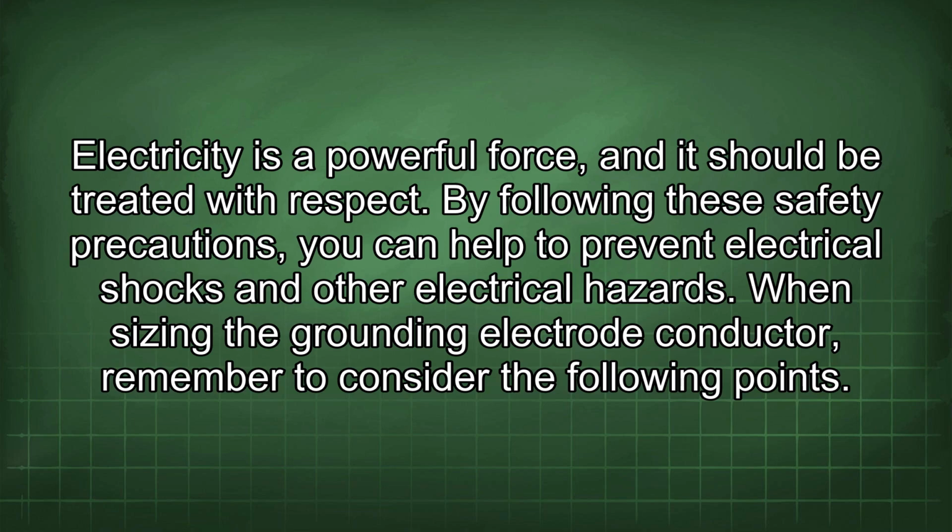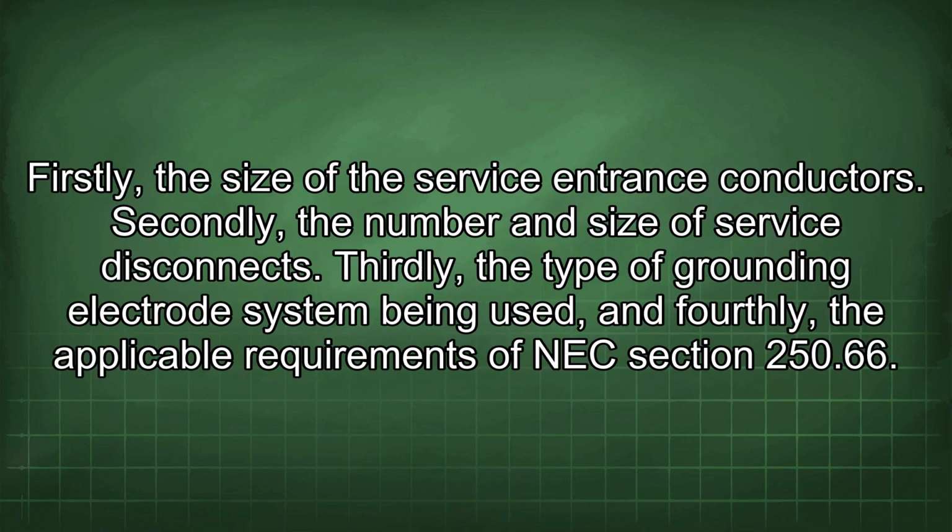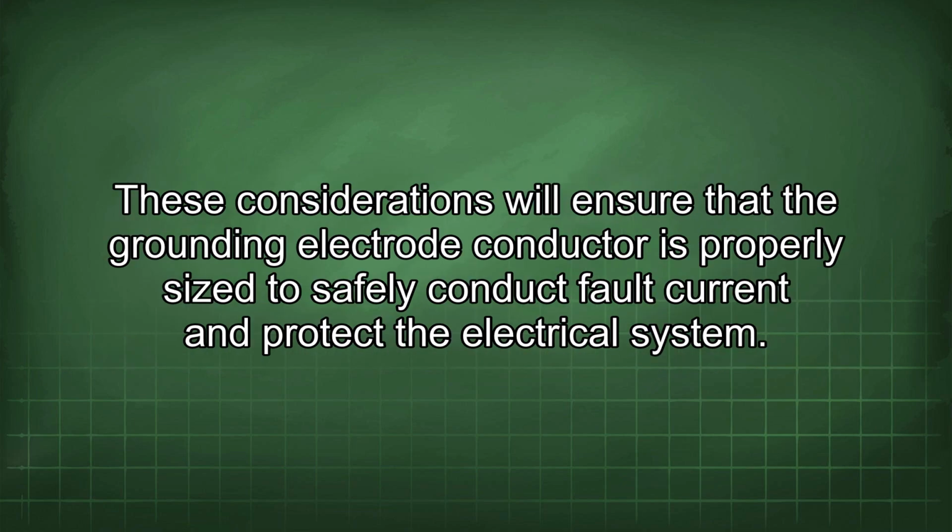When sizing the grounding electrode conductor, remember to consider the following points. Firstly, the size of the service entrance conductors. Secondly, the number and size of service disconnects. Thirdly, the type of grounding electrode system being used. And fourthly, the applicable requirements of NEC Section 250.66. These considerations will ensure that the grounding electrode conductor is properly sized to safely conduct fault current and protect the electrical system.